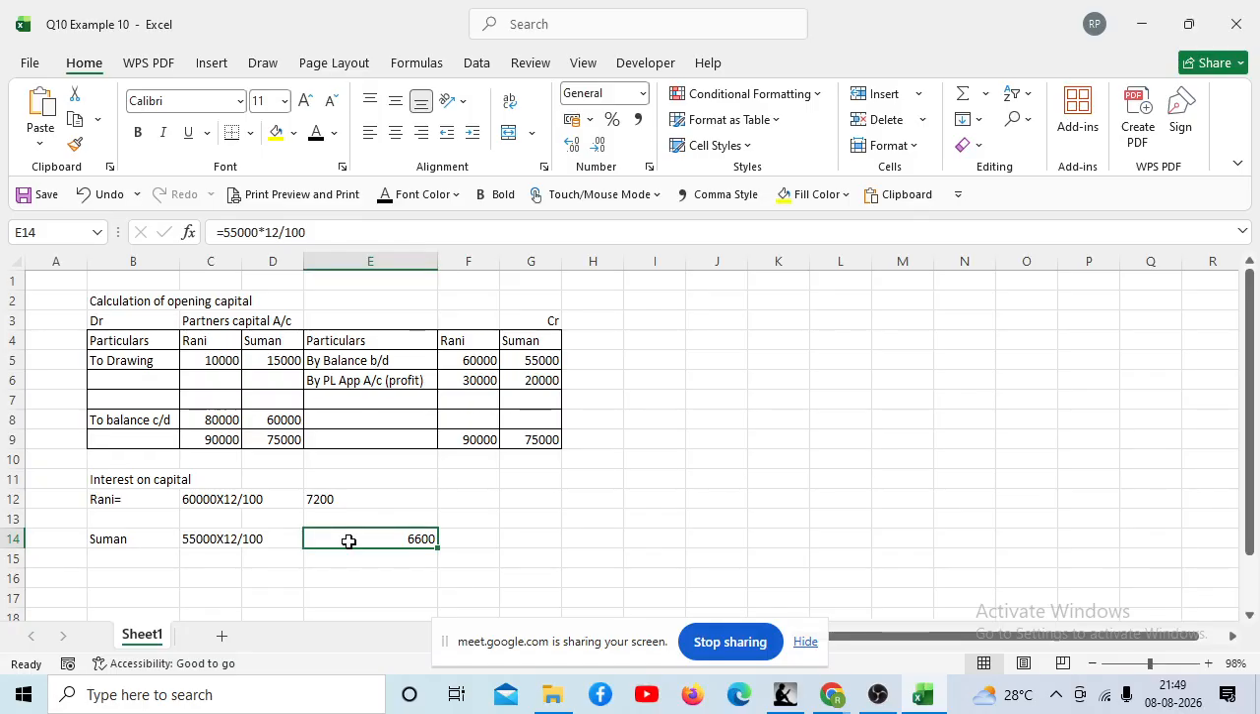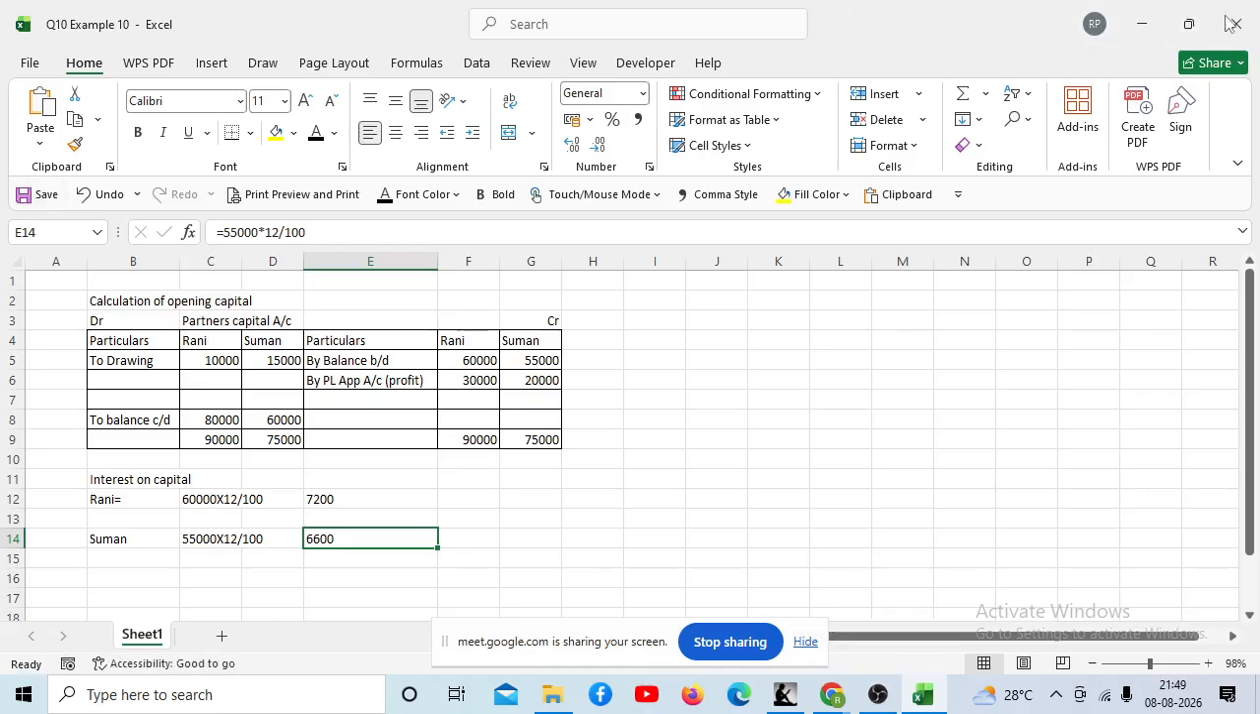Similarly, we will calculate it for Suman also. For Suman, the capital is 55,000 and the interest rate is 12%. So that comes to 6,600. Okay. So this completes question number 10.